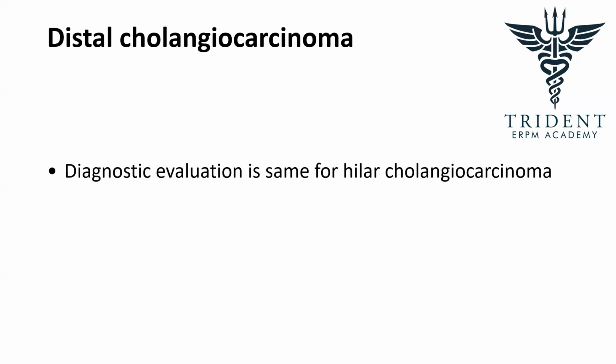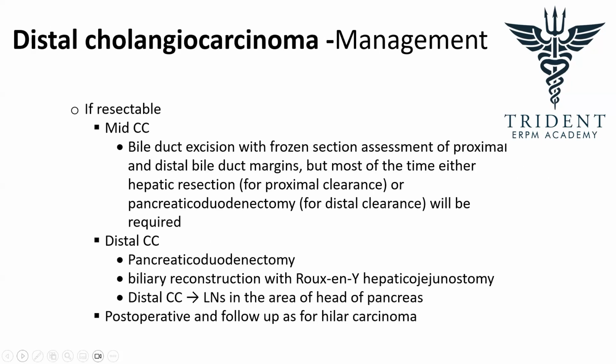For distal cholangiocarcinoma, the diagnostic evaluation is the same as for hilar cholangiocarcinoma. For distal cholangiocarcinoma management, if resectable, for mid-cholangiocarcinomas it is bile duct excision with frozen section assessment of the proximal and distal bile duct margins, but most of the time it ends up with a hepatic resection on the proximal side and a pancreaticoduodenectomy on the distal side, commonly called the Whipple surgery. For distal cholangiocarcinomas, pancreaticoduodenectomy with biliary reconstruction with Roux-en-Y is always the treatment of choice.